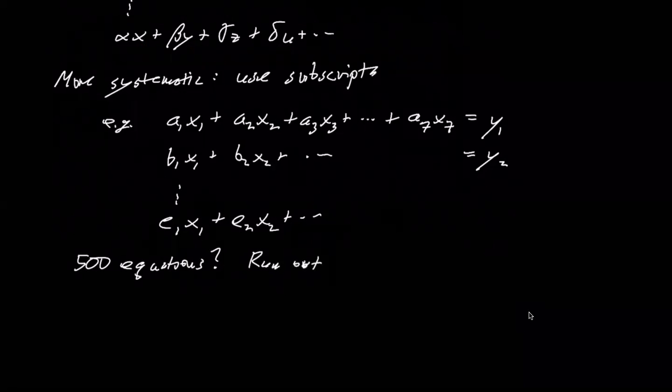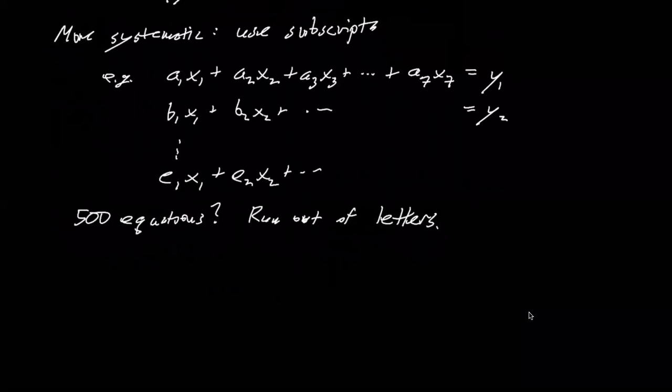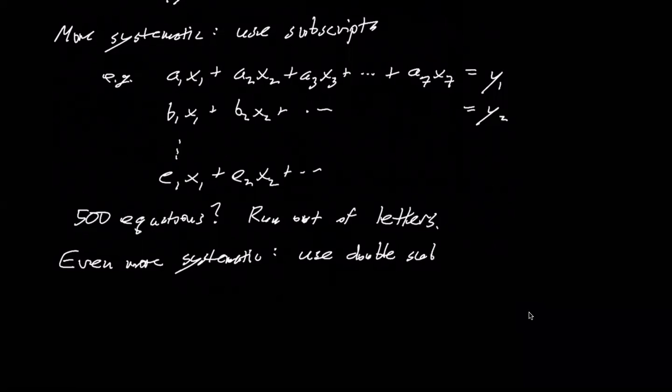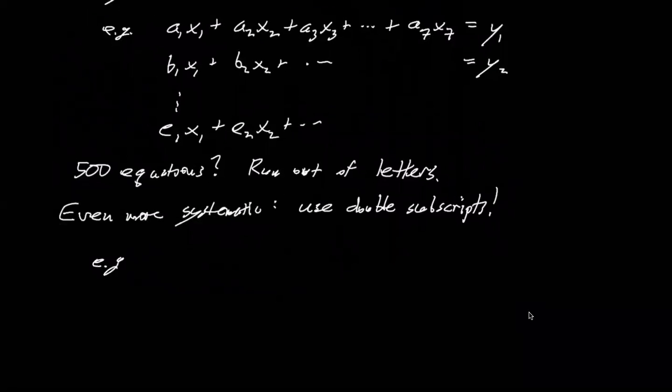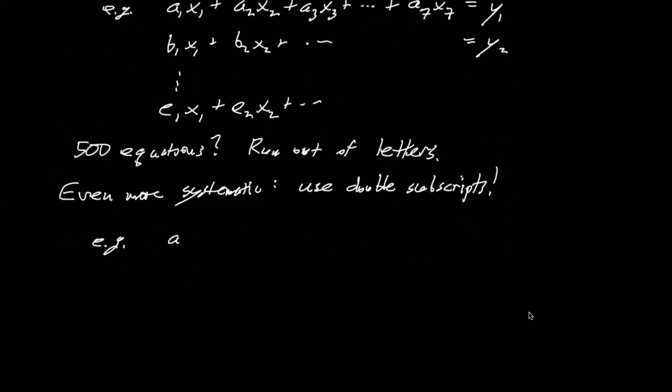So the second thing to notice is we can use something even more systematic. You might not have seen this before. I'm sure you've seen subscripts before, but we're going to use double subscripts for the coefficients. Let me show you. Keeping this 5 equation and 7 variable example, you would write a11 for the first coefficient of the first equation. That's what the 1 is. Then a12, first equation, second coefficient.